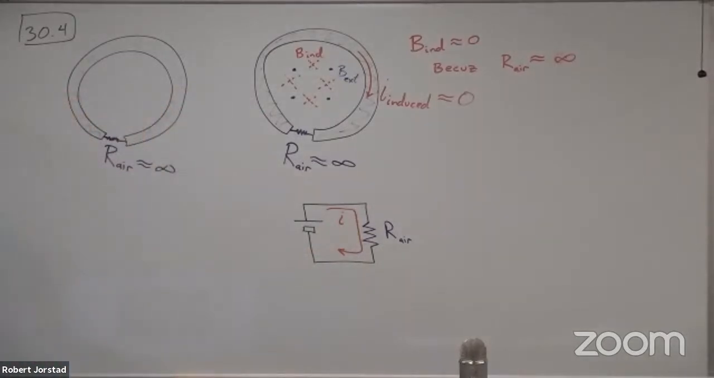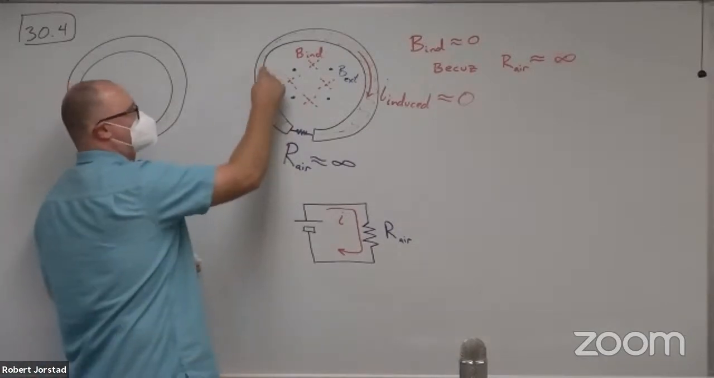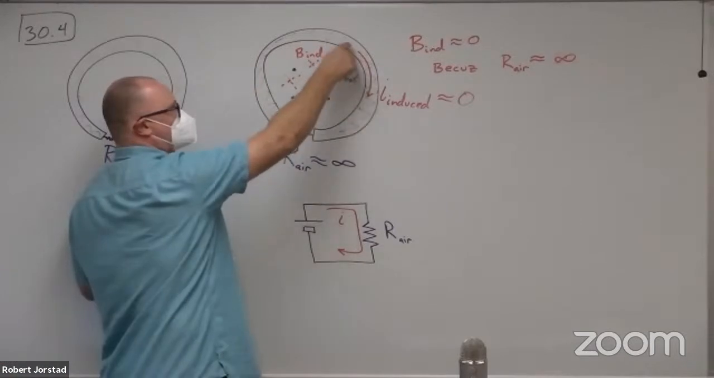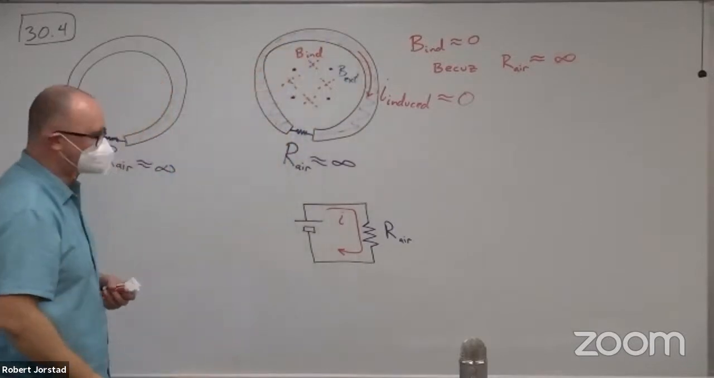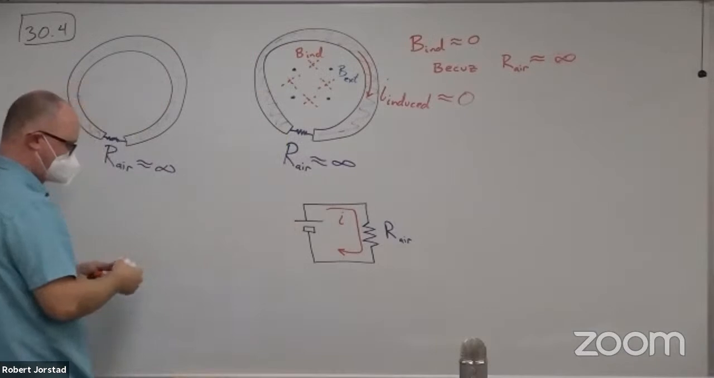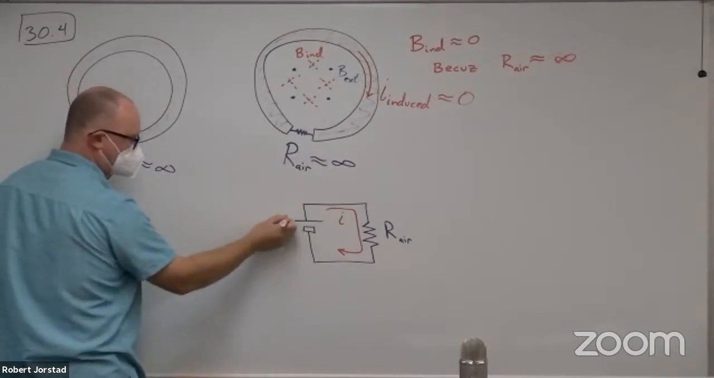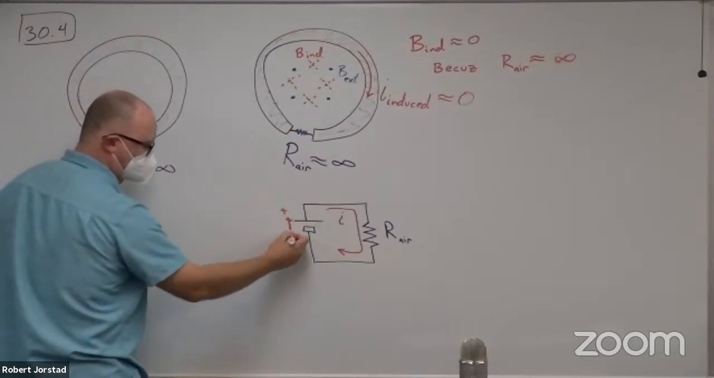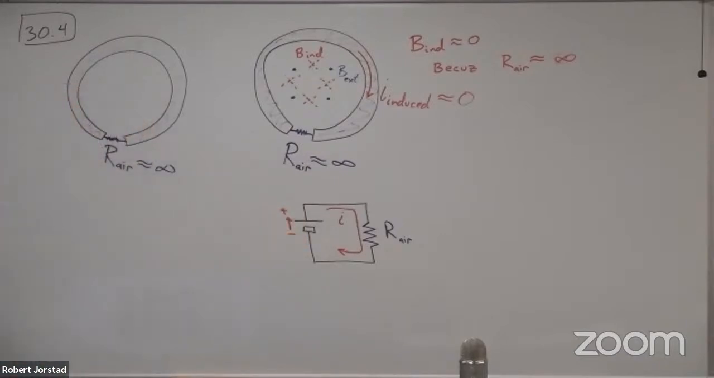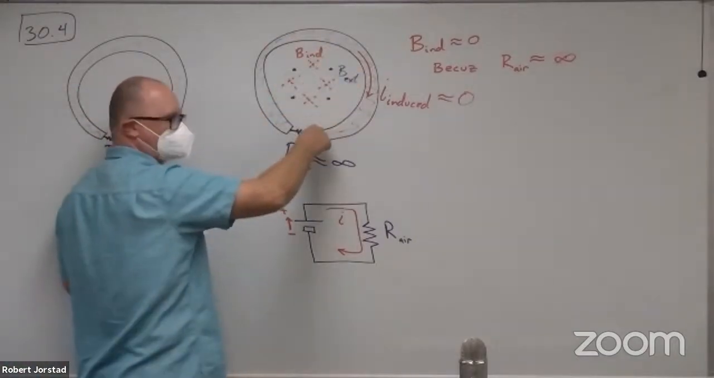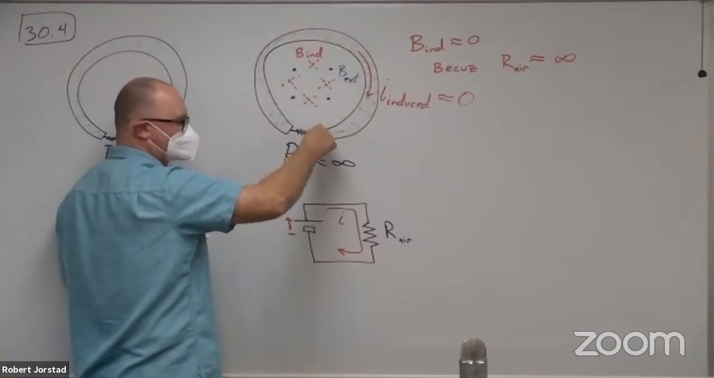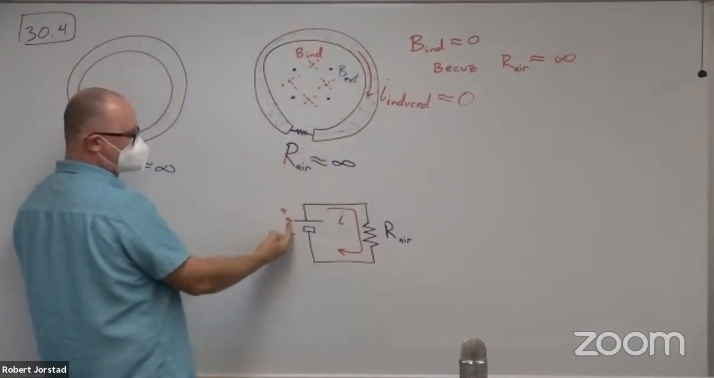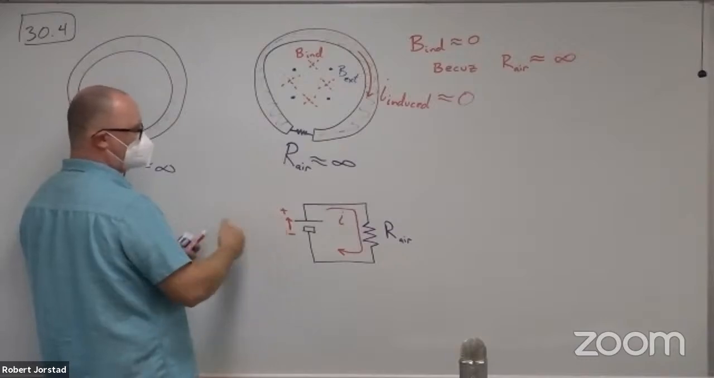What is the source, the power source in here? The chunk of metal. The chunk of metal is like the battery. What direction is current flowing in the battery? Towards the plus terminal from the minus terminal, right? This is the battery, right? Well, I know that inside the battery, current is flowing towards the plus terminal.